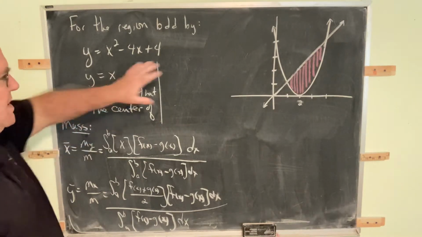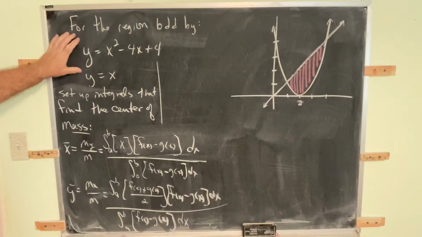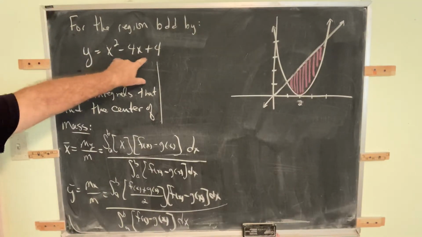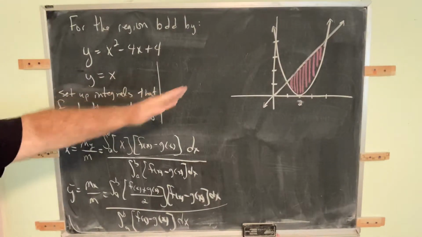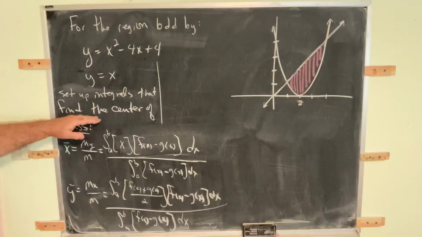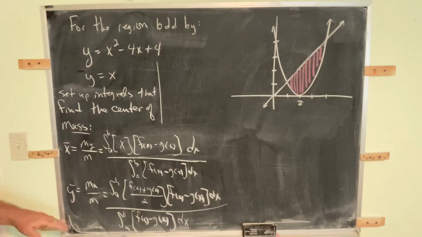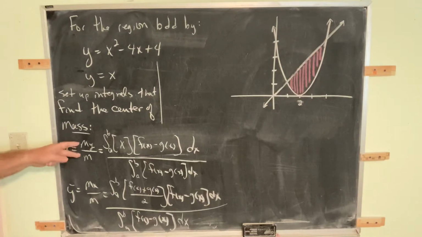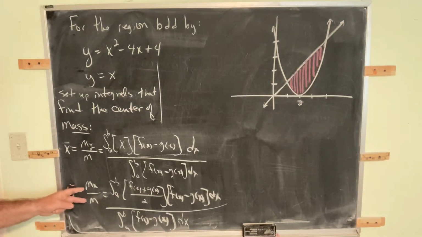So we have a specific region now. For the region bounded by y equals x squared minus 4x plus 4, which is this parabola over here to the right, and y equals x, this straight line over here to the right. The question is, we need to set up the integrals which find the center of mass, x bar, y bar, where x bar is given by moment y over mass, y bar is given by moment x over mass.